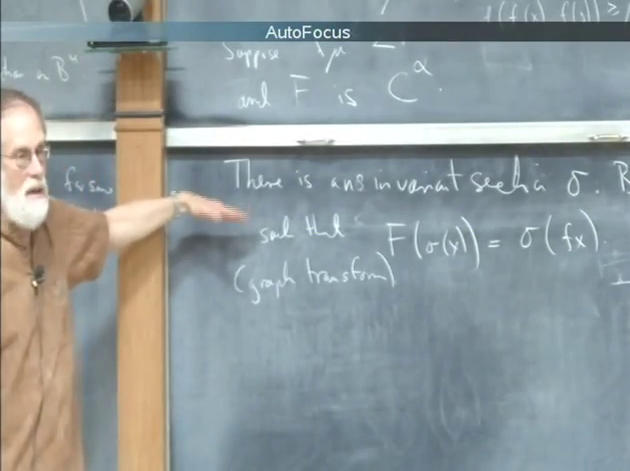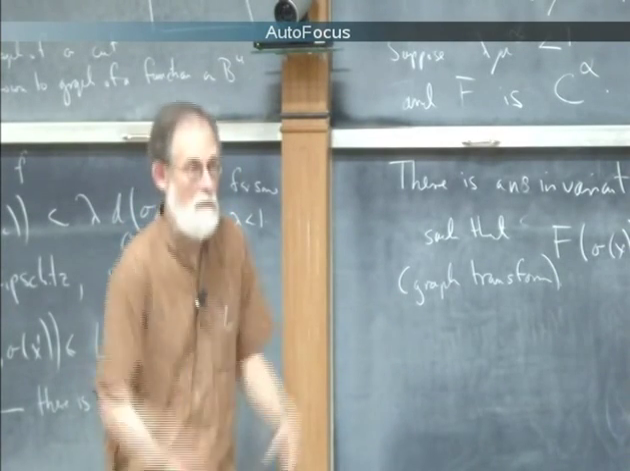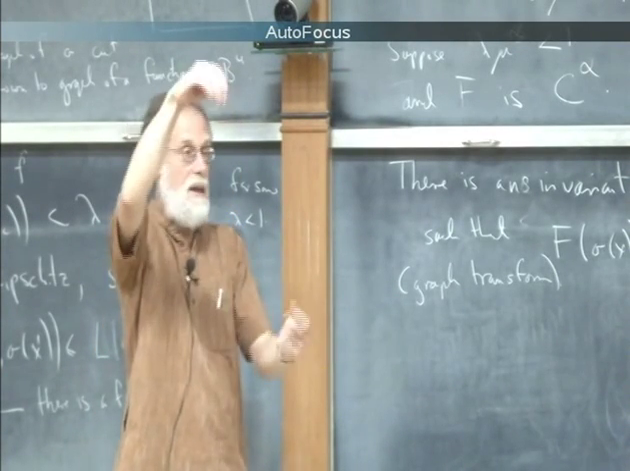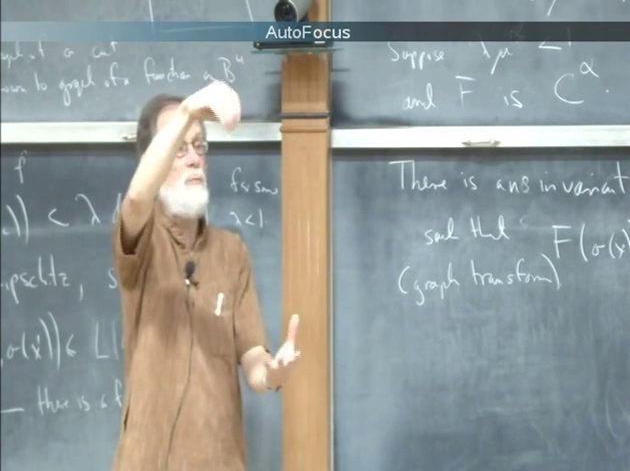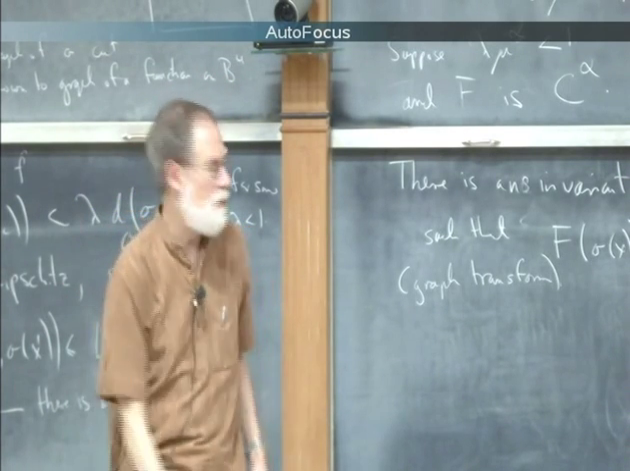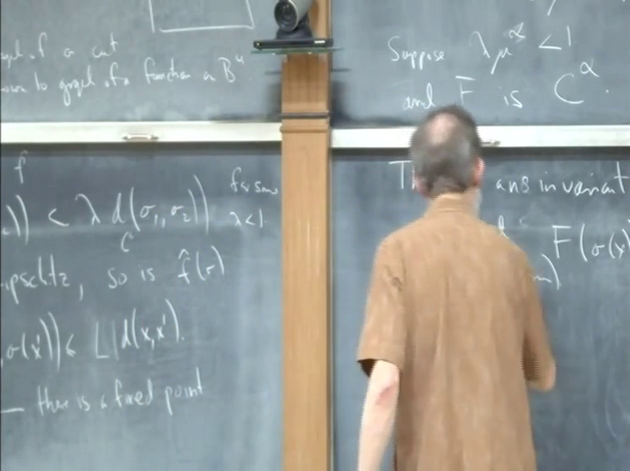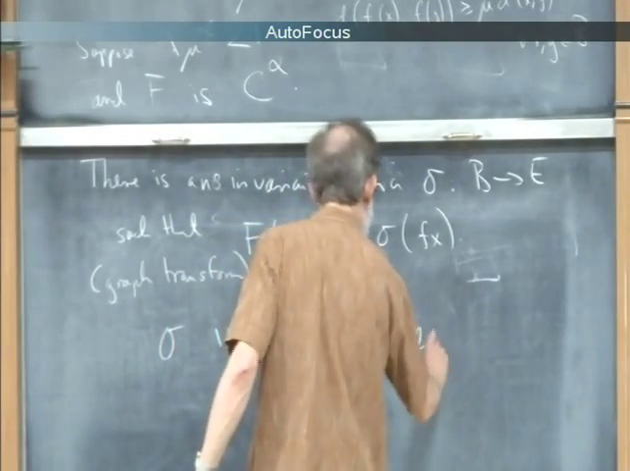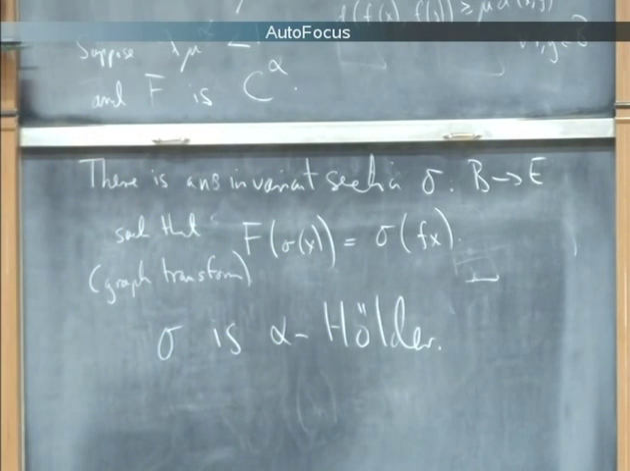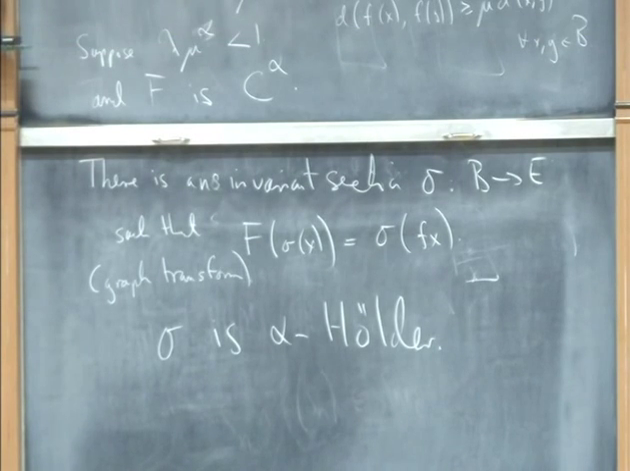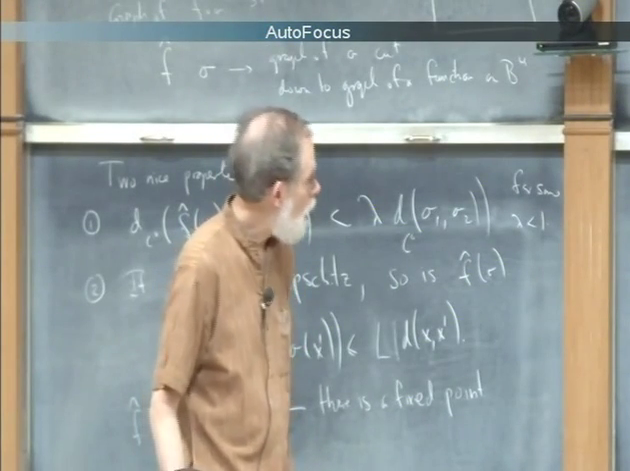And it's clearly unique, because if you take something that's off the invariant section and apply big F, it will move closer to the invariant section. So we have the unique invariant section. And the main conclusion is that sigma is alpha Hölder. That's the main point of the theorem: you don't just get a continuous invariant section, you get something with a certain level of smoothness.